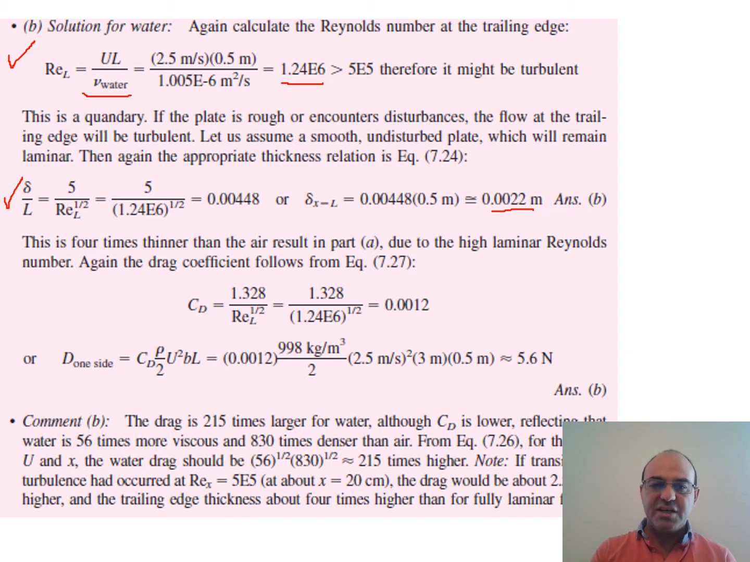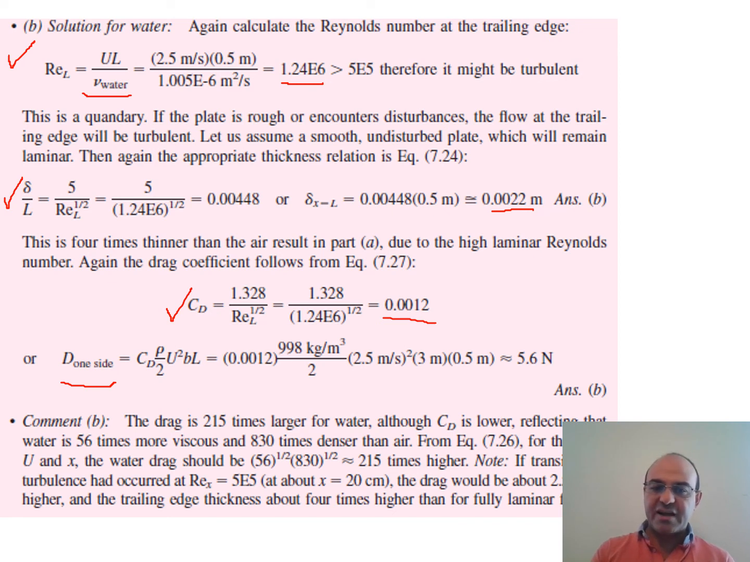Now if we go ahead and find CD, the drag coefficient, the drag coefficient is smaller than the drag coefficient in the case of air. However, when you want to find the drag force, the drag coefficient is smaller because in this case the Reynolds number is larger than the Reynolds number of air. But that's only the drag coefficient. The drag force is different.